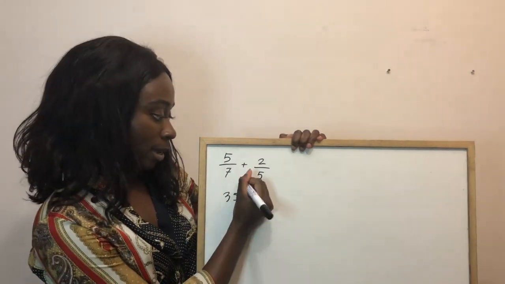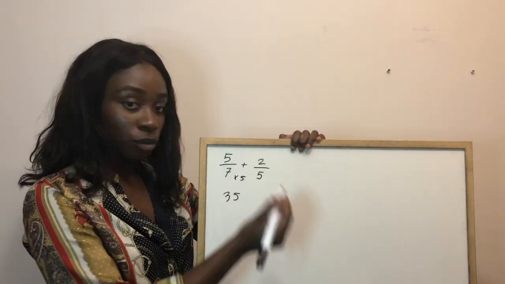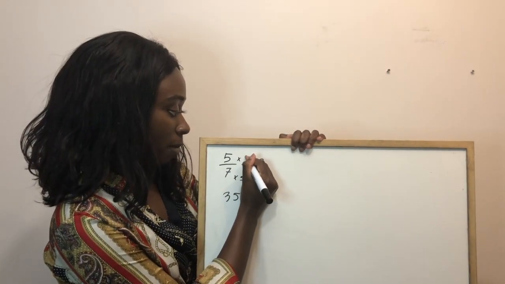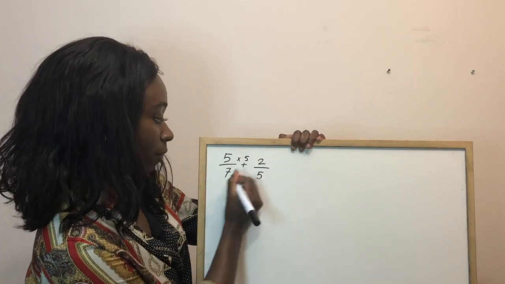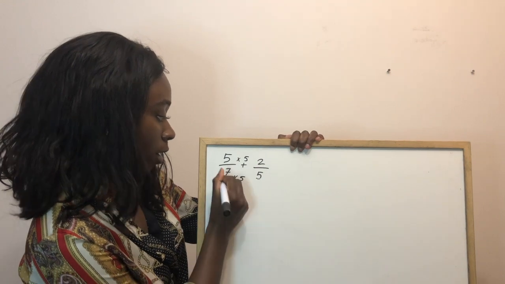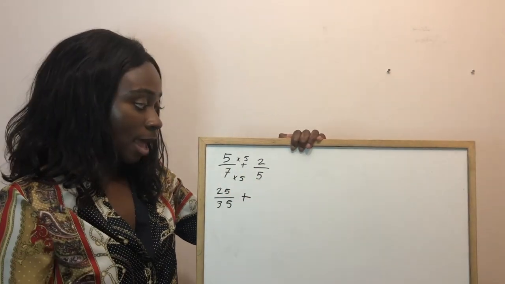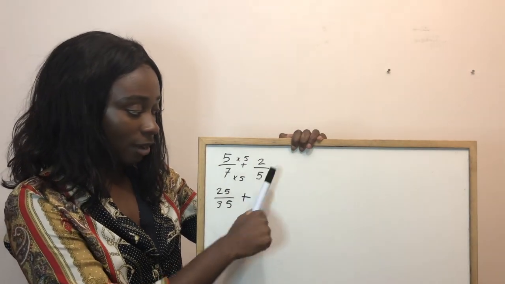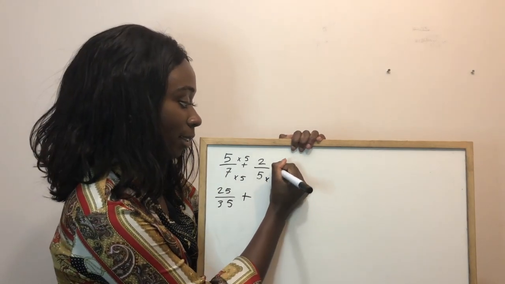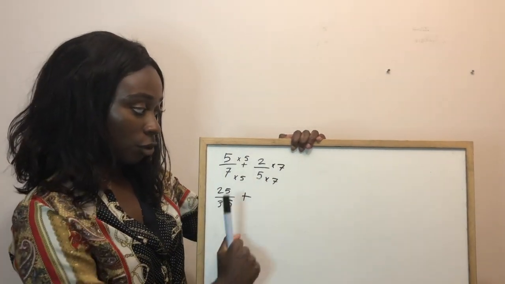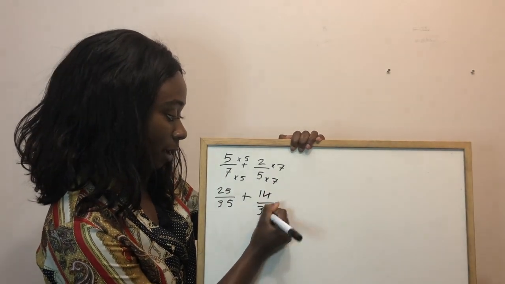So what you need to do is times by 5 at the bottom, and then what you must do at the bottom, you must also do to the top. So you times by 5. So for this fraction, you have 5 times 5, which is 25, over 7 times 5, which is 35. Then you add, and then to get 5 into 35, you need to times by 7, and then you also need to times the top by 7. So this gives you 2 times 7, which equals 14, over 5 times 7, which is 35.